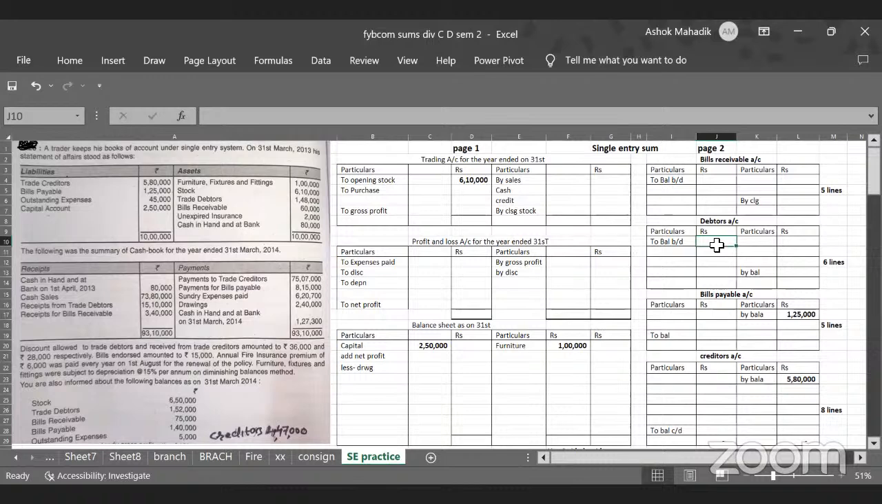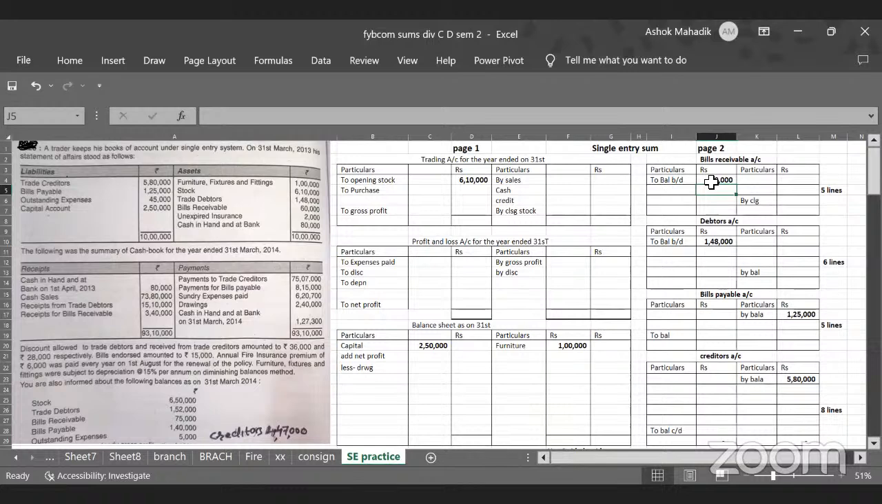All assets have a debit balance, 1,48,000. Then bills receivable, again it's an asset, 60,000. Then unexpired insurance. This is an expense. We haven't opened this account, so this one item also we have to keep pending. So 2 items are pending now: outstanding expense and prepaid insurance.